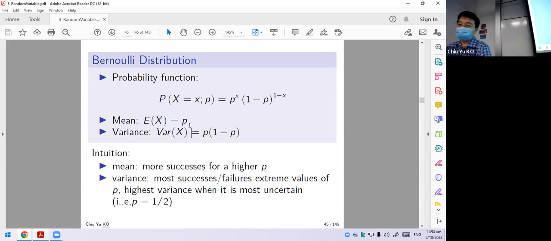Just to remind you why: when p is 0, then everything is a failure, so the variance is 0. When p is 1, then everything is a success, so there's no variance. The highest variance only occurs when p is intermediate, actually exactly 1/2. When p is 1/2, that's the maximum variance. I hope that's clear because we will talk about binomial based on this one.